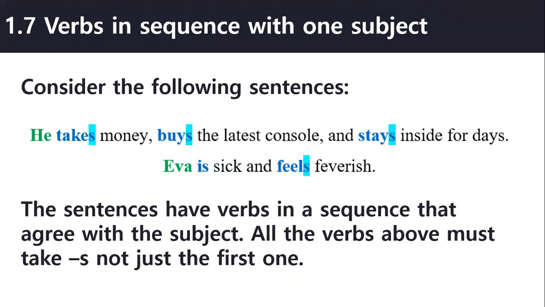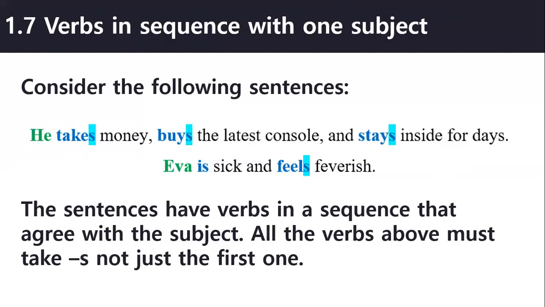We have, he takes money, buys the latest console, and stays inside for days. Eva is sick and feels feverish. The sentences have verbs in a sequence that agree with the subject. All the verbs above must take S, not just the first one.